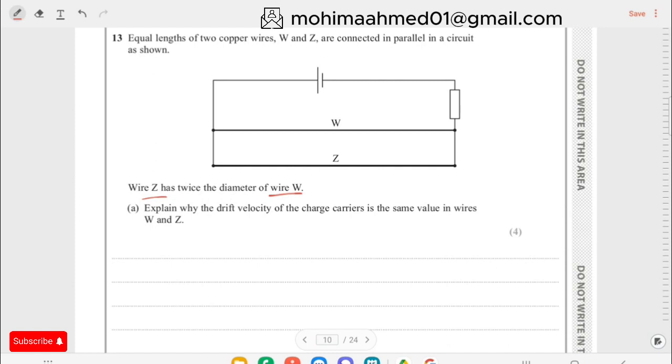Okay, let's first identify that these are connected in parallel, which means that they do not have the same voltage. Sorry, they do not have the same current, right? In parallel circuits, they have same voltage but different current. In this situation, the voltage is not a concern for us, the current is a concern. So you can write I is same or equal for both W and Z.